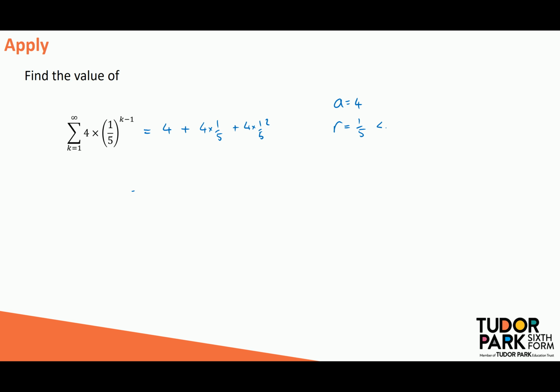And importantly, I know that's less than 1, so I can now use my sum to infinity being a over 1 minus r, which would be 4 over 1 minus a fifth. 1 minus a fifth is 4/5, so that's 4 divided by 4/5, which is 5. So if we translate it out of the sigma notation, we can see better what it is, and then we can apply our mathematics to that.